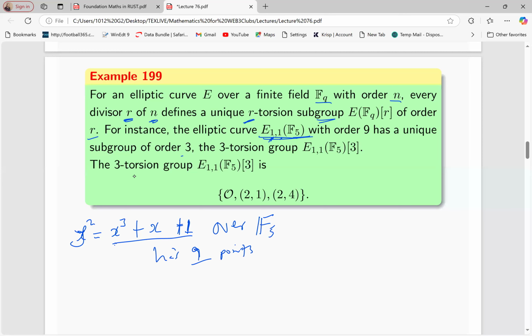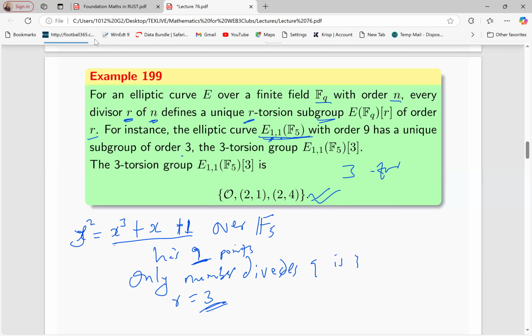And this is the order. So the only prime number that divides 9 is 3. So in this case, our R is 3. So we can find a 3 torsion group, and it will have 3 elements. And those elements, I've found them here.